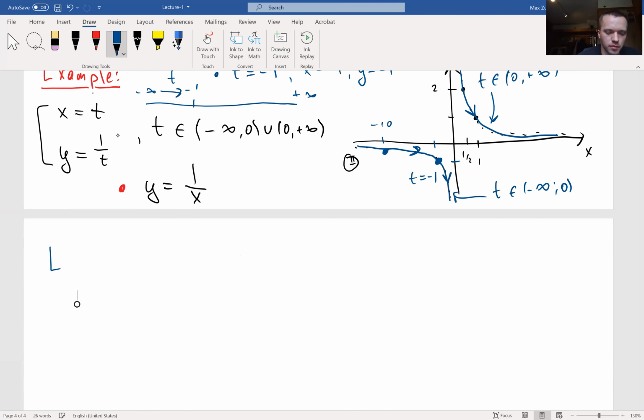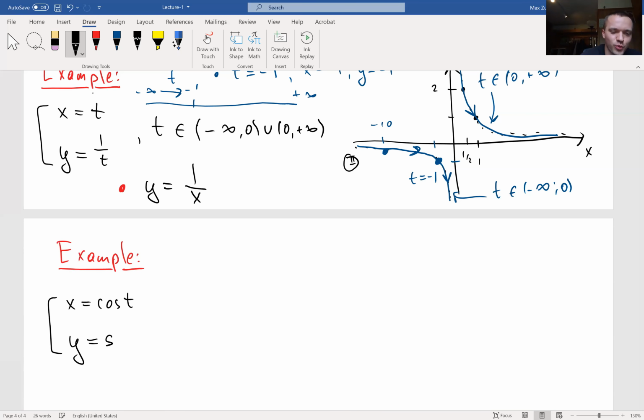So for example, I will give you some time to think about it. Let's do the following graph. I'm going to take x is equal to cosine t. This is probably the most important example in this class. y is equal to sine t, and t changes between 0 and pi.